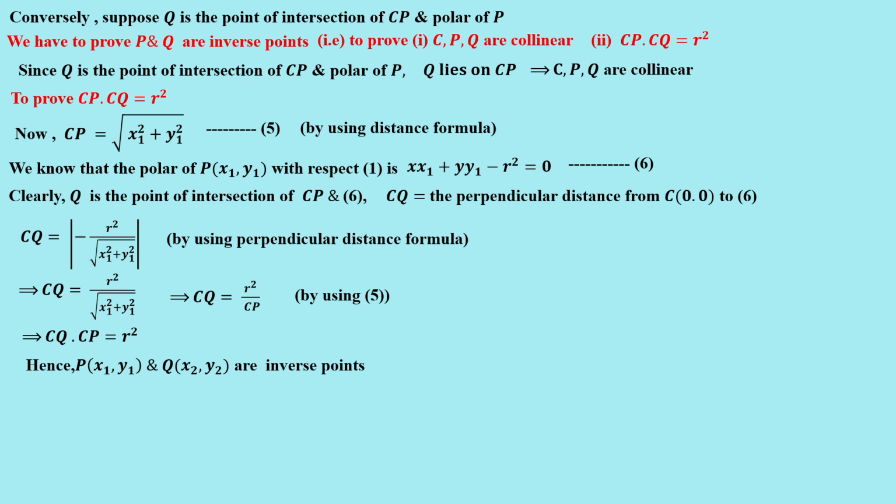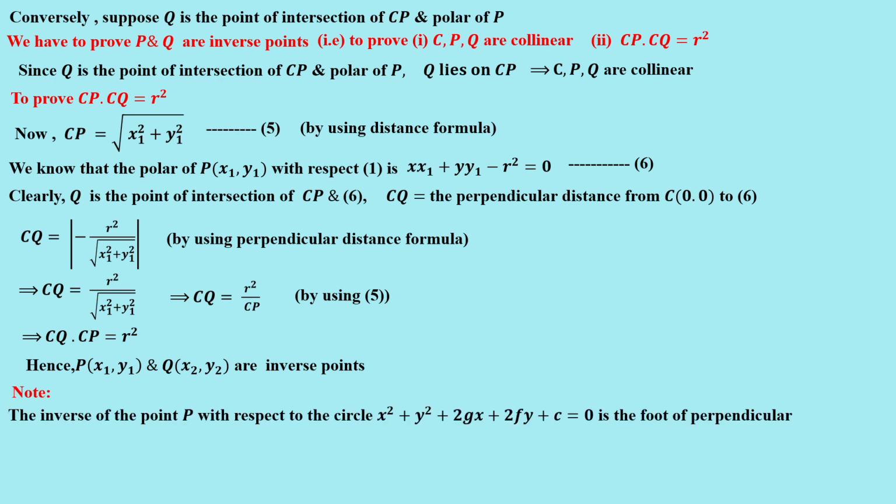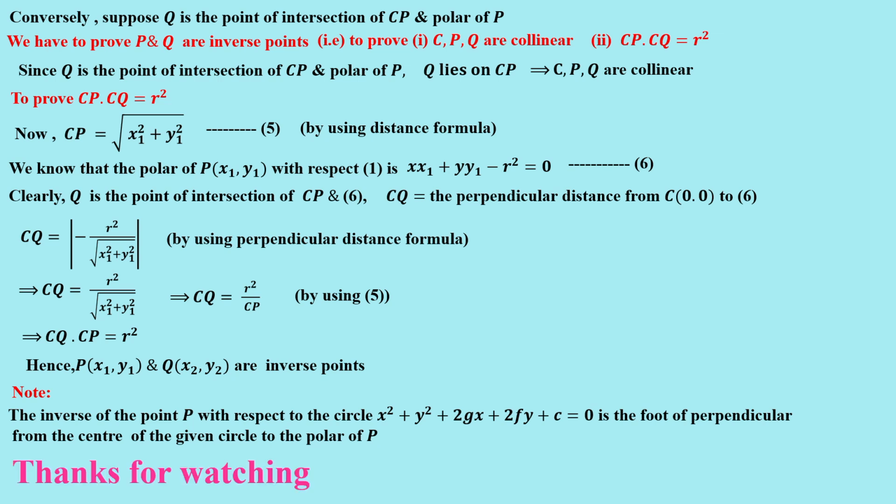So hence P(x1, y1) and Q(x2, y2) are inverse points. First condition is satisfied. Second condition: the inverse point of P with respect to the circle x square plus y square plus 2gx plus 2fy plus c equal to 0 is the foot of the perpendicular from the center of the given circle to the polar of P, right?